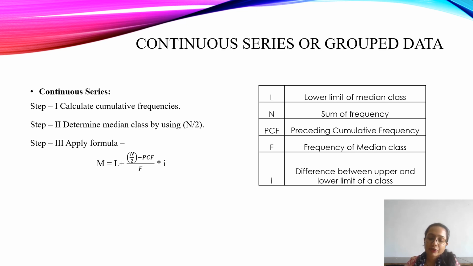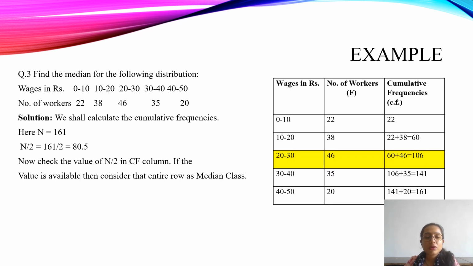Now let's see a question. Here there is a question given in the form of class intervals and frequency: wages in rupees and number of workers. Firstly, we have to calculate the cumulative frequency. On your right hand side, I've already given a table where wages in rupees are the class interval, and the number of workers, that is the frequency, is also given. Then I have calculated the cumulative frequency.